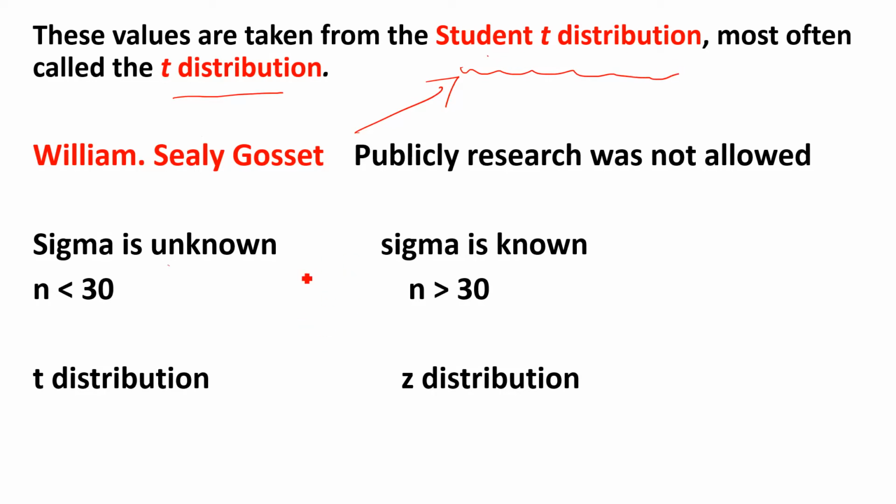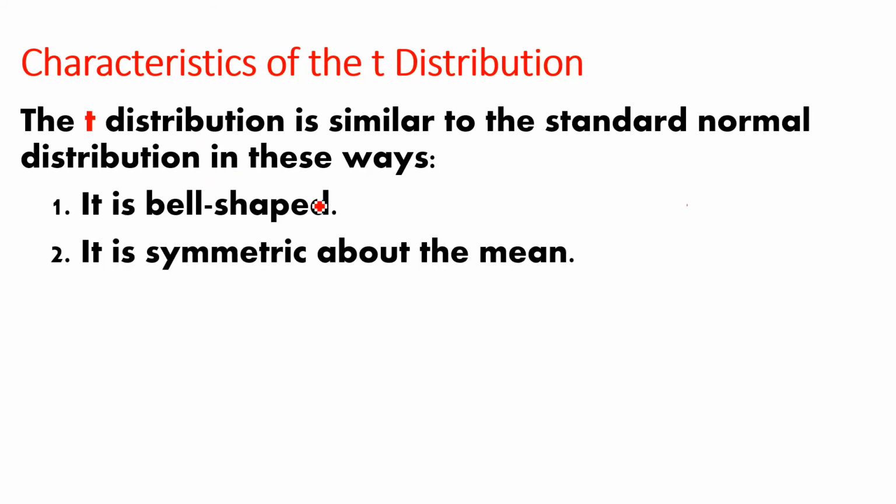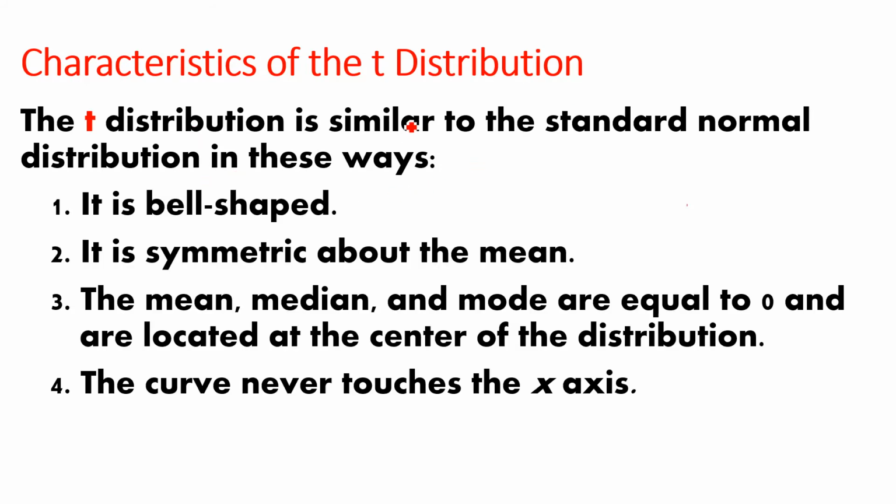Here I have made some comparison between when sigma is known, our last lesson, and when sigma is unknown. When sigma is known, usually we use a sample size greater than 30. If sigma is unknown, we take n less than 30. And if sigma is unknown, we use the t distribution, while if sigma is known, we use the z distribution. So this is the difference between the z distribution and the t distribution, or simply you can say when sigma is known or unknown. Right, here I have written some characteristics of the t distribution.